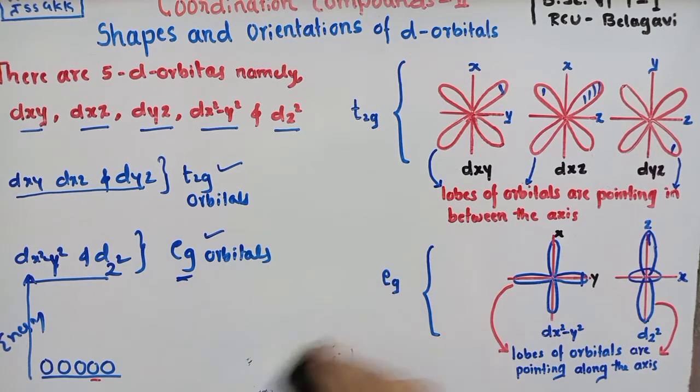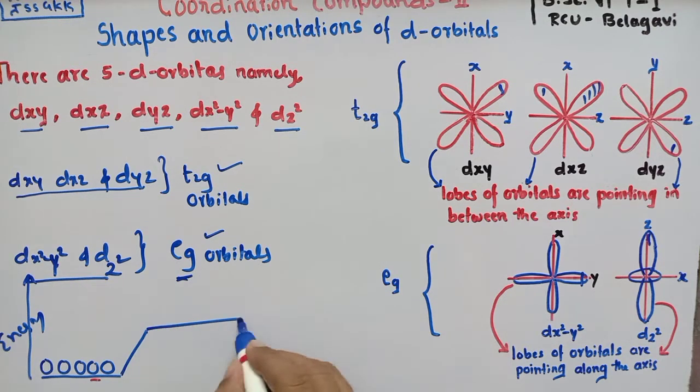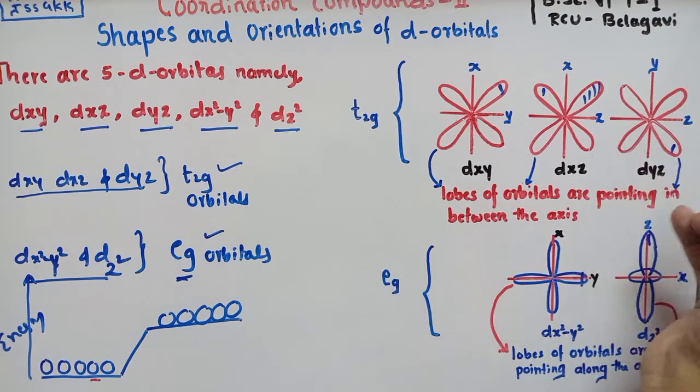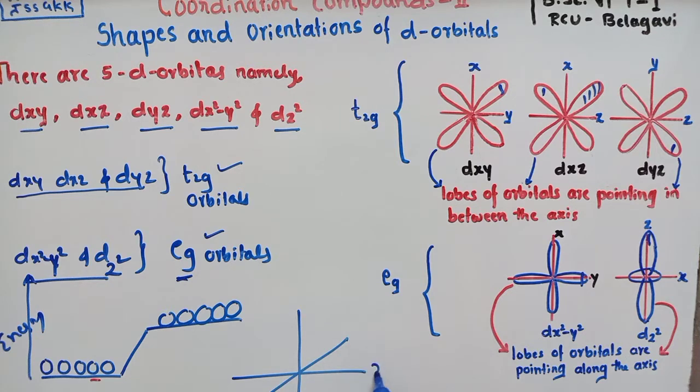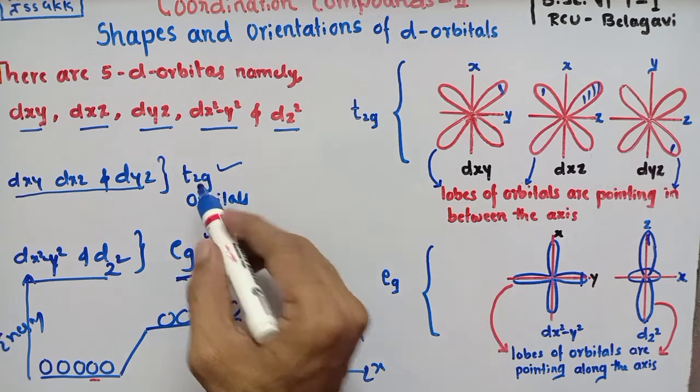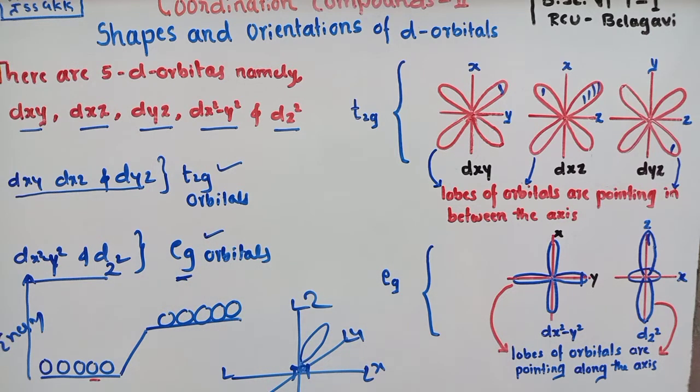That is, if the ligand is coming in a particular direction, what will happen? If the ligands are coming in the X, Y, Z directions, for example, this is the metal. Already we know the t2g orbital lobes are exactly lying in between the axes, and the eg orbital lobes are lying exactly along the axes.